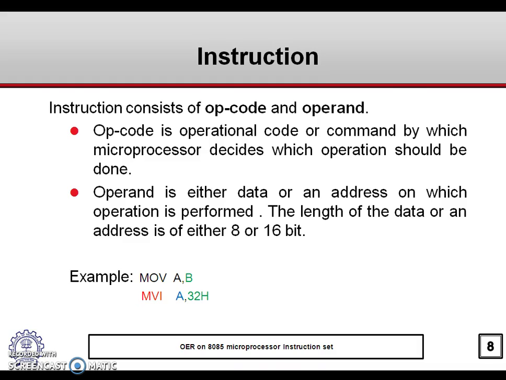Two examples are given: MOV A, B and MVI A, 32H. In the first instruction, the content of register B will be transferred to the accumulator, meaning the content of both B and A will be the same at the end of the execution. In the second instruction, the content 32H, which is known as 8-bit data, will be loaded into register A when the instruction is executed.